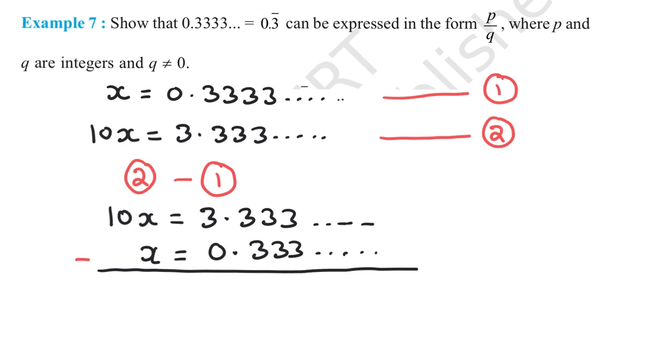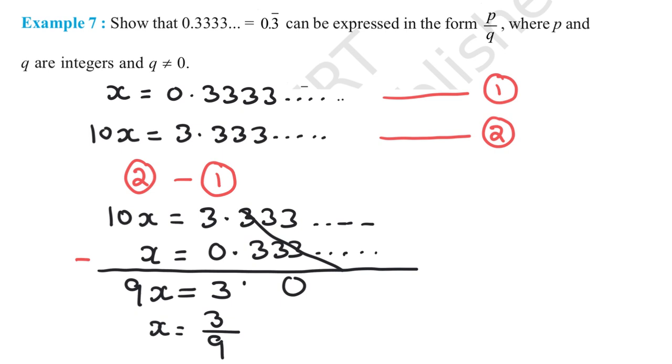10x minus x is 9x equal to... Now obviously 0.33, all this, if you subtract with these decimals, they're going to get cancelled, isn't it? They're going to be zeros. 3 minus 0 is 3. So 9x is equal to 3. Got it? x is going to be equal to 3 over 9.